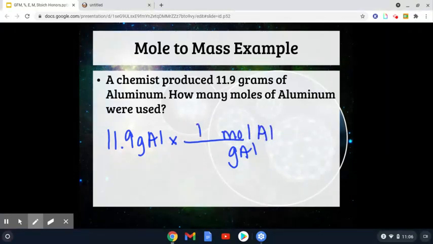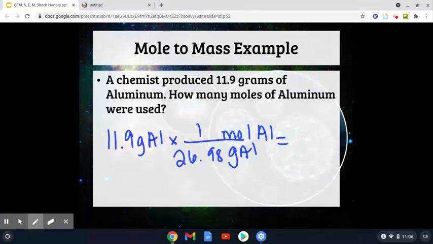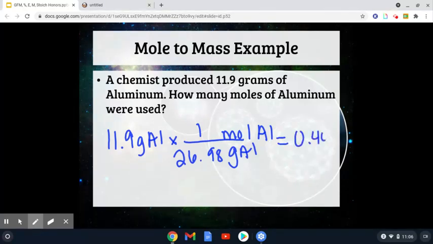1 mole of aluminum is equal to the gram formula mass of aluminum, which is 26.98. Got that right from the reference table. And after sig figging, you would get 0.441 moles of aluminum.